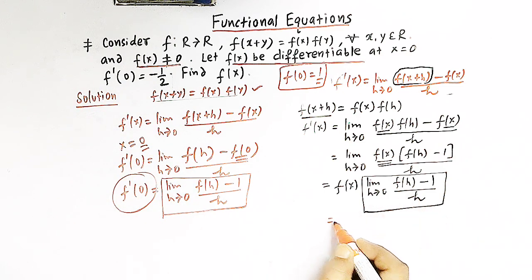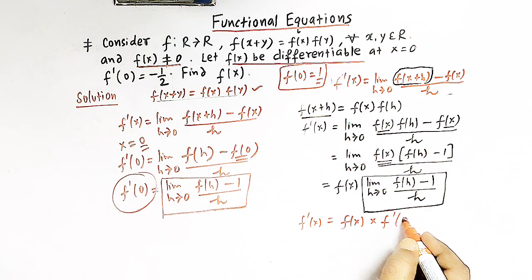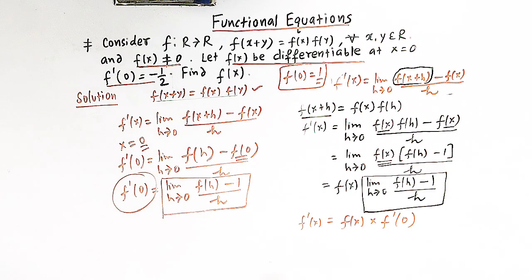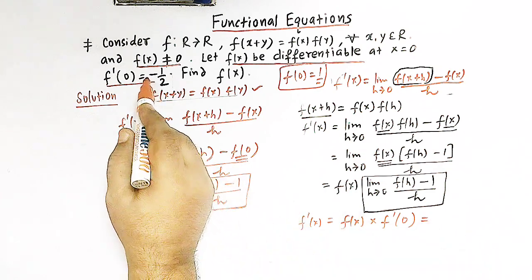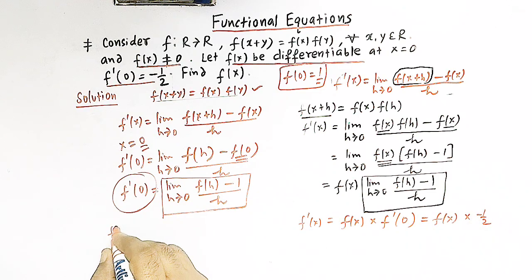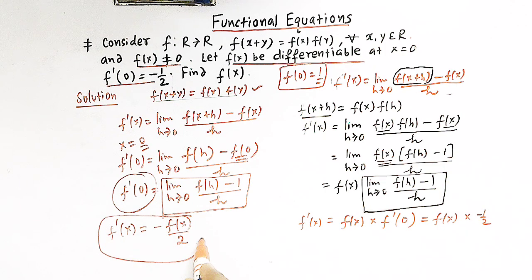So here we can now write f prime of x is equal to f of x multiplied with f prime of 0. Now f prime of 0 is given as minus half. So taking here minus half, we have f of x multiplied with minus half. So now we have this differential equation, that is f prime of x is equal to minus f of x over 2. So this is a differential equation of order 1 and degree 1.